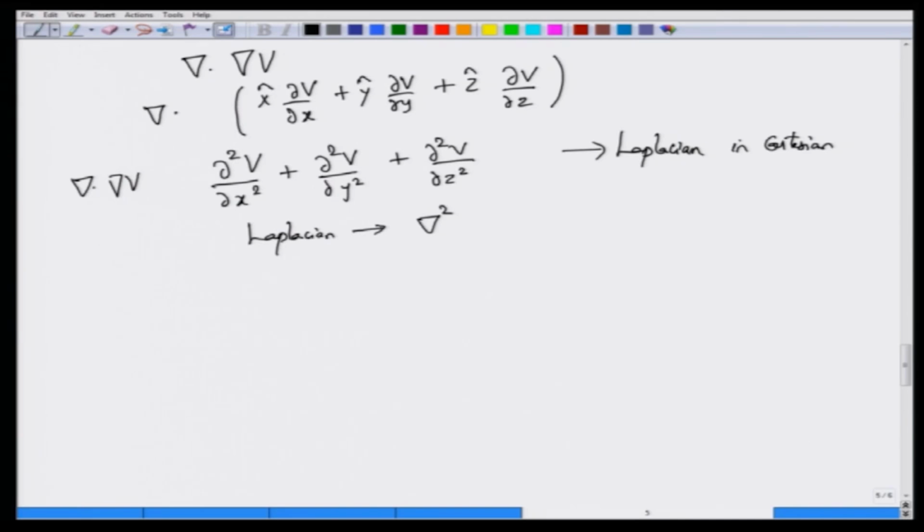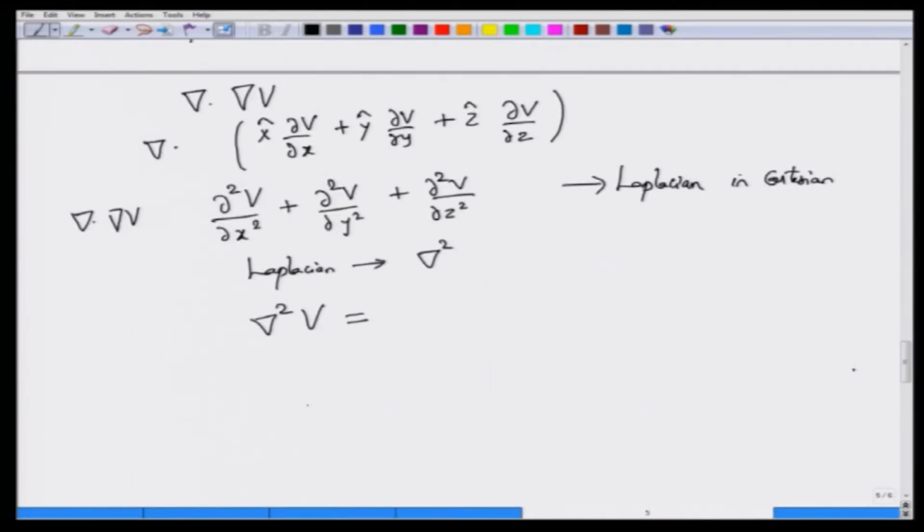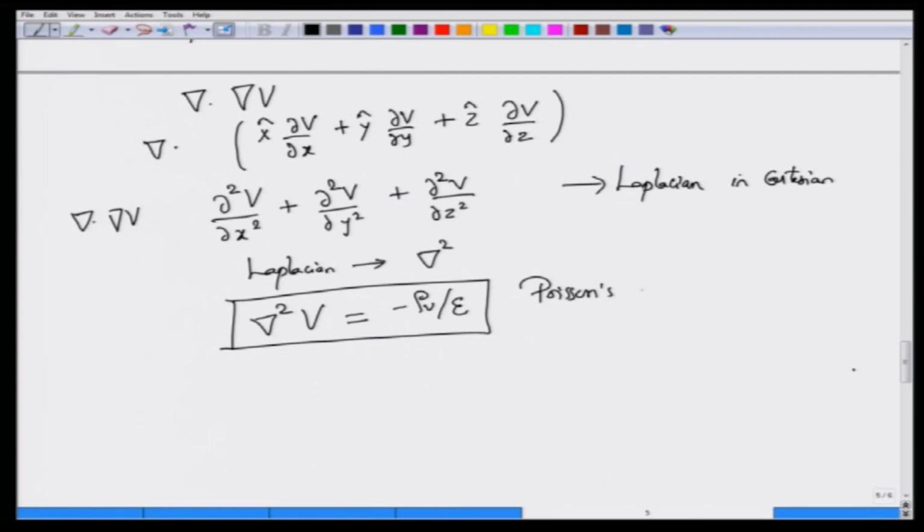So, in terms of this del square operator or the Laplacian operator, the equation that we were working with so far, where we had come up to the stage of del dot gradient of V is equal to minus rho v by epsilon, becomes del square V is equal to minus rho v by epsilon. Okay. This is known as Poisson's equation. Very important equation. We are going to solve these equations later.